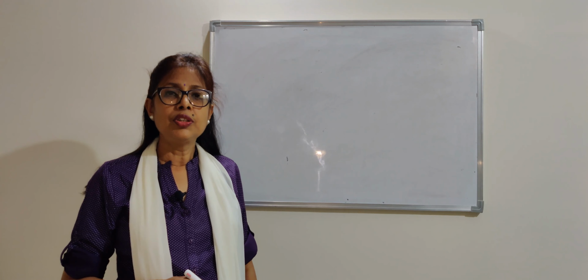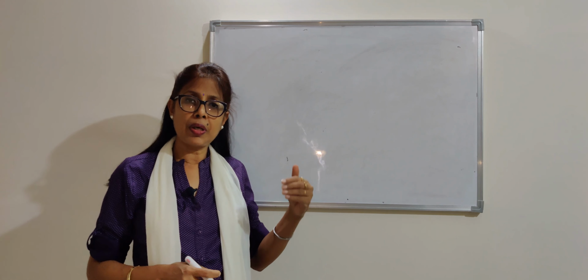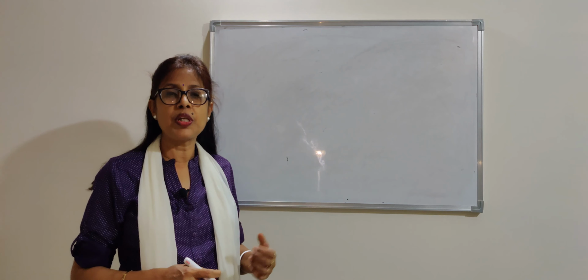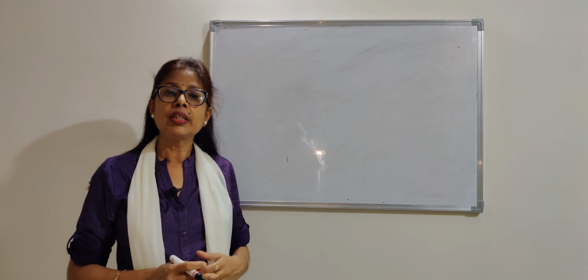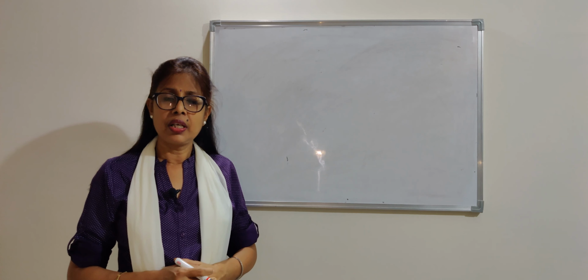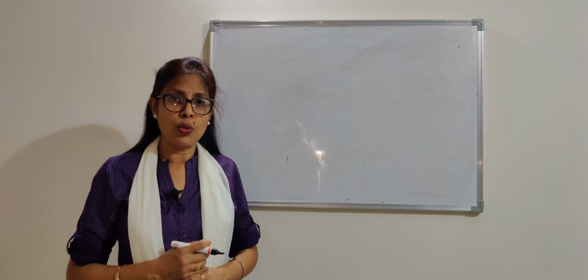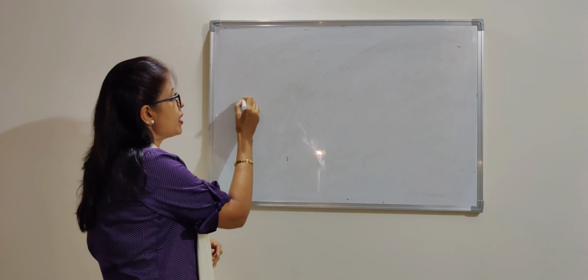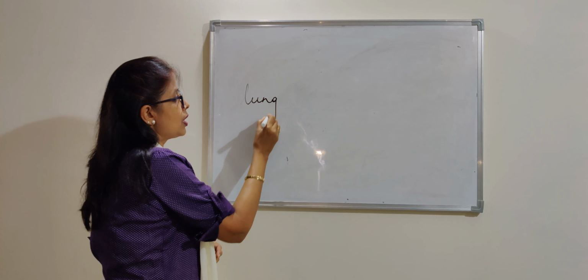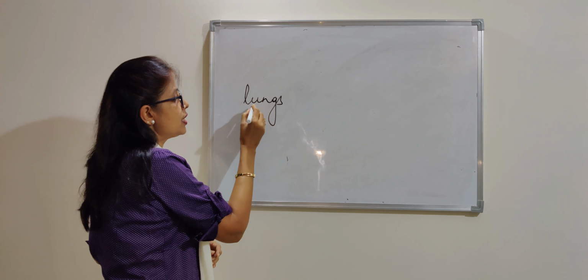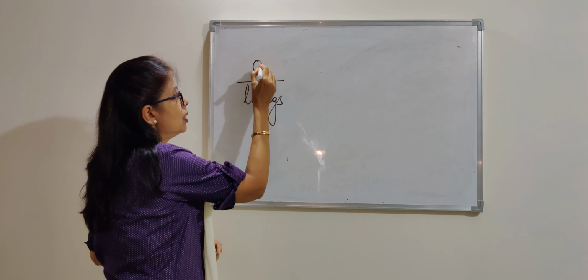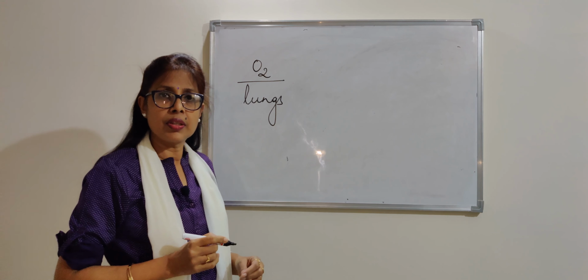Hello and welcome, students. In part 1 of this respiration video, I told you that energy is obtained. Now let's see what path oxygen follows. Oxygen enters the lungs. Now, how is it entering? It is entering through the process of breathing.